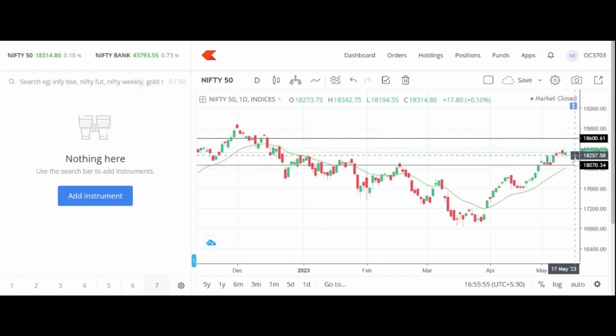So what can be the level? Agar 18,400, if it's breaking 18,400, so definitely it will go to the 18,600 very soon. Means this week maybe, oh sorry, second week में भी जा सकता है if it will break the 18,400. तो अभी 18,400 resistance है. If it breaks it, it will definitely go to the 18,600.